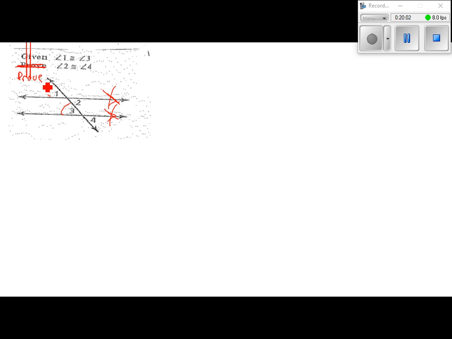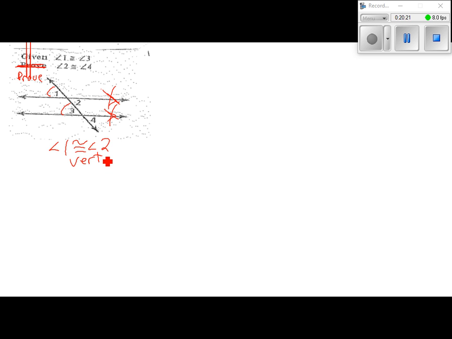But on this, since we didn't know all that yet, what do we know on here? 1 and 3 are congruent, we marked that. What else? 1 and 2 are congruent. How come 1 and 2 are congruent? They're vertical angles. 3 and 4 are congruent.